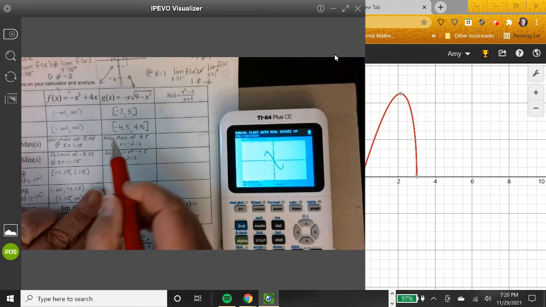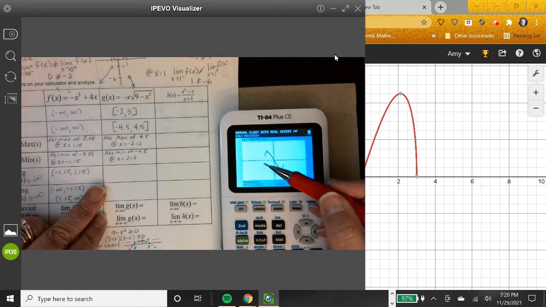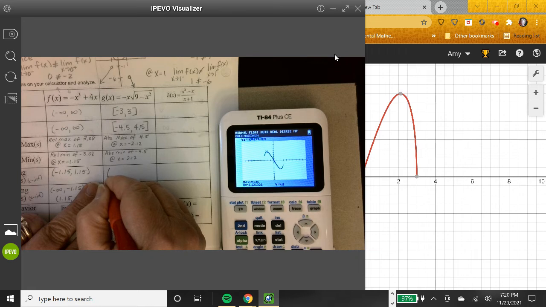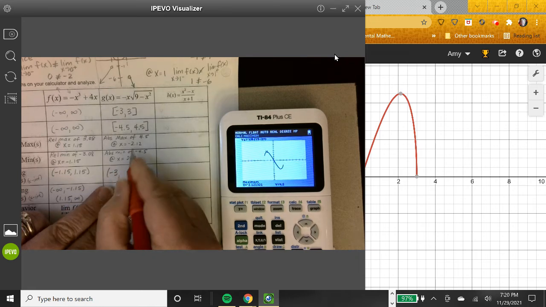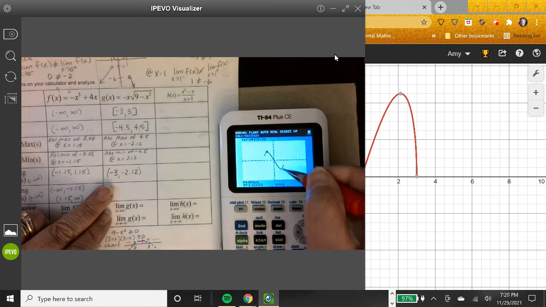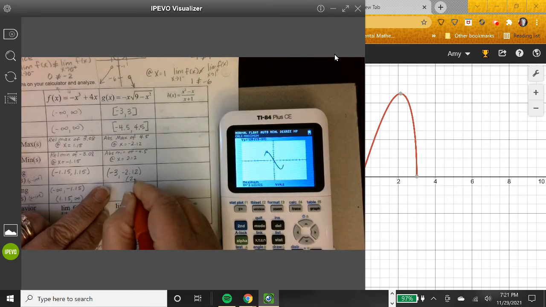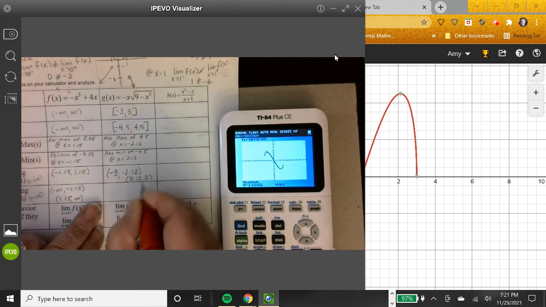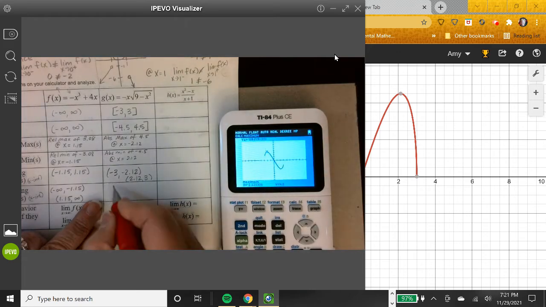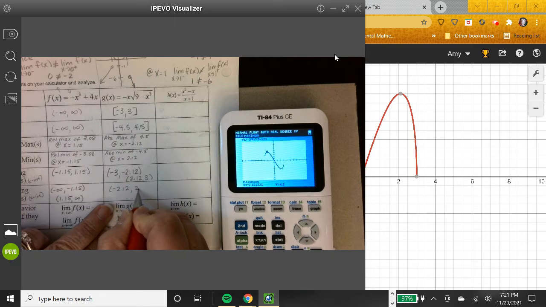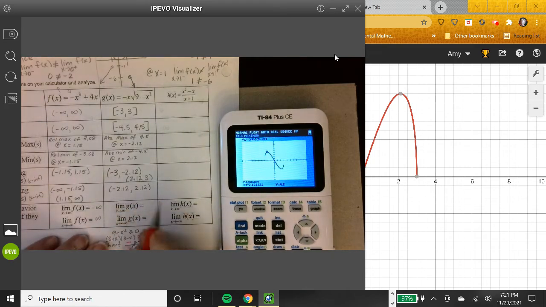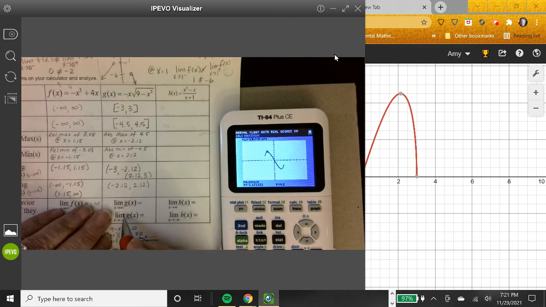The increasing intervals, well, it's increasing from negative 3 to negative 2.12, and from 2.12 to 3, and then it's decreasing in the middle interval there, which would be negative 2.12 to 2.12. And the end behavior limits, well, the limit as x goes to infinity.